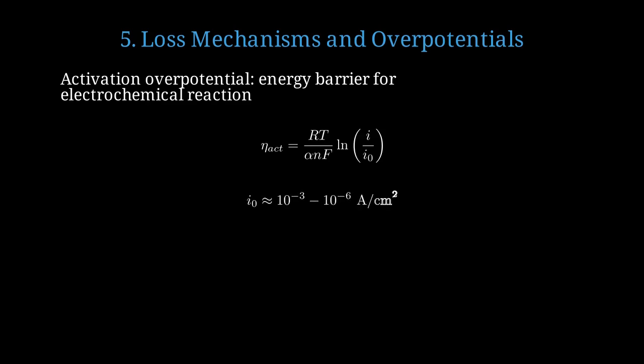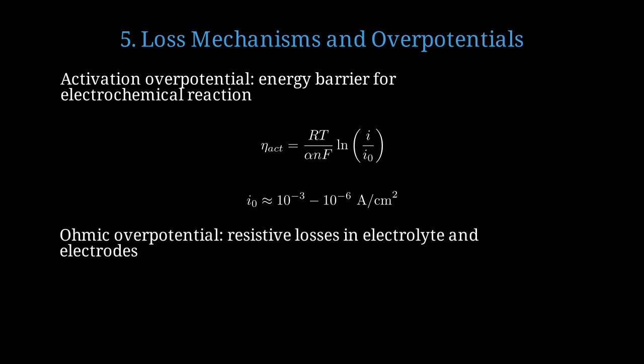Exchange current density, which indicates reaction kinetics, typically ranges from 10 to the minus 3 to 10 to the minus 6 amperes per square centimeter. Ohmic overpotential arises from resistive losses as current flows through the electrolyte and electrode materials. Ohmic overpotential equals current density times total resistance, following Ohm's law.